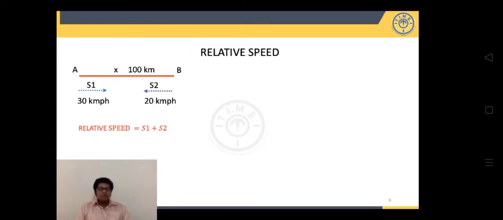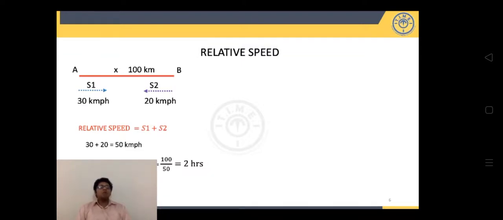So here the relative speed, since two people are coming in opposite directions, is the effective speed, 50 kilometers per hour, because at the same time I'm traveling 30, you are traveling 20, and together we travel 50 kilometers. So for every hour, the distance between us is reducing by 50 kilometers. When it becomes 0, which means when we both together travel 100 kilometers, we will meet. So the relative speed here is 30 plus 20, which is 50 kilometers per hour. Time taken by us to meet is 100 kilometers divided by 50 kilometers per hour, which is 2 hours. In 2 hours, we will meet.